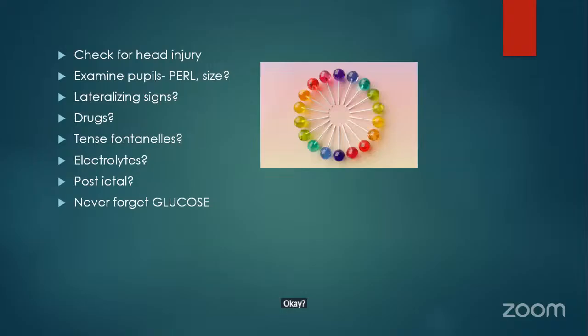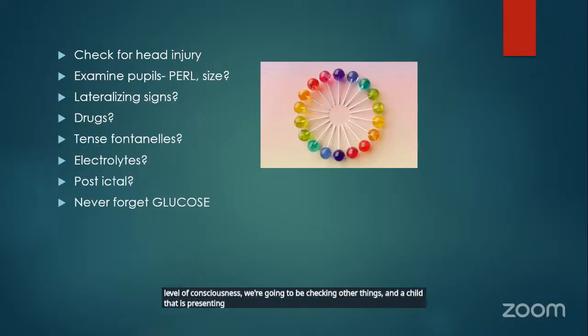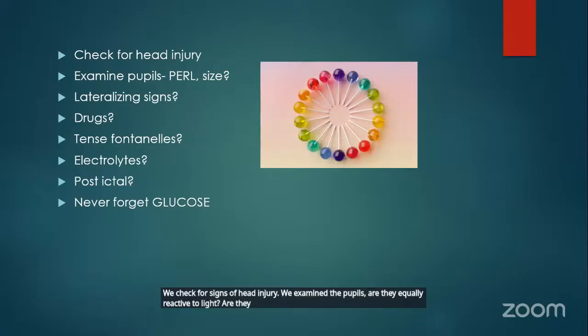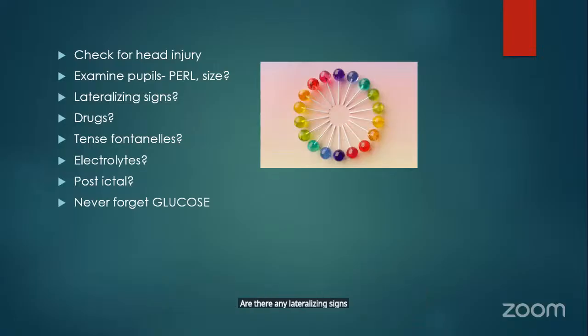And apart from level of consciousness, we're going to be checking other things in a child that is presenting with a disability issue. We check for signs of head injury. We examine the pupils. Are they equally reactive to light? Are they equal in size? Are there any lateralizing signs? Is the child keeping one arm immobile? Have drugs been given, either at home or by medical professionals?